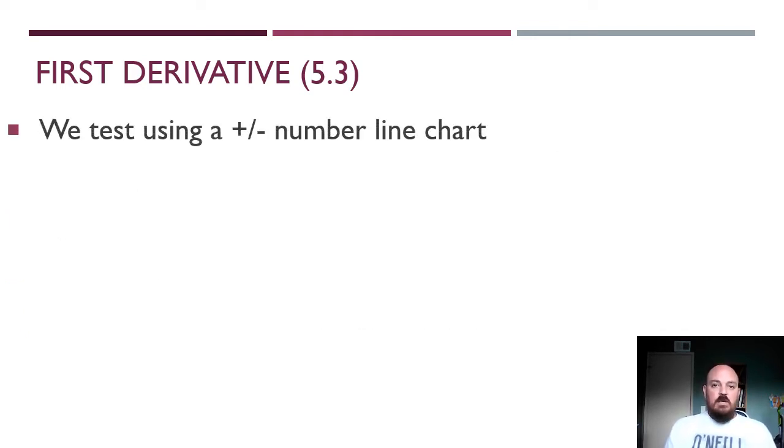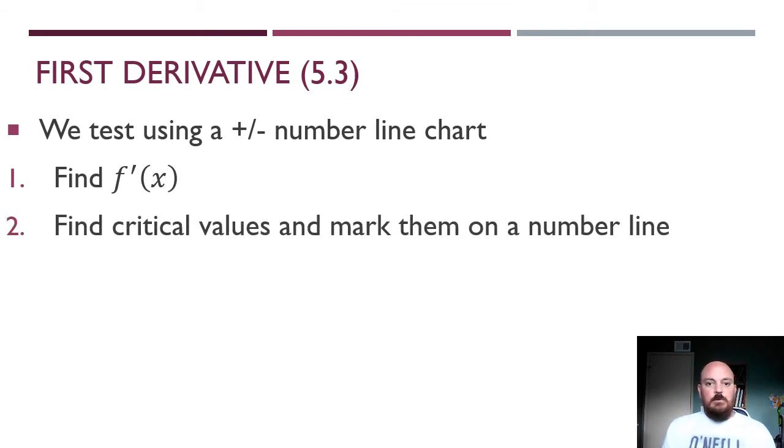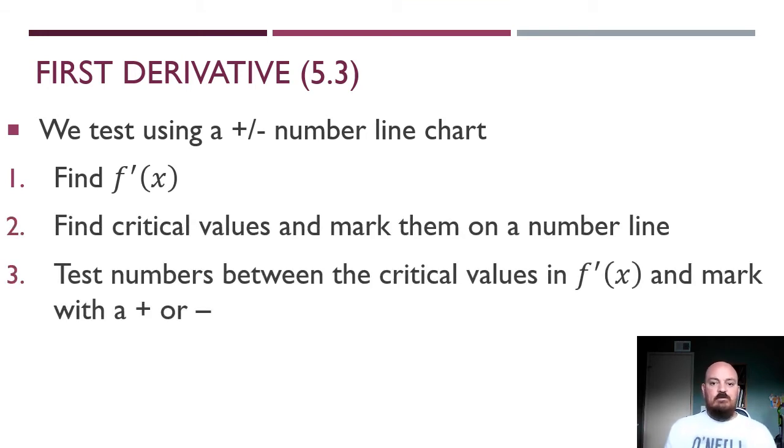So what we do is we find all those critical values and then we put them on a number line. That creates intervals on our number line. You pick numbers from between the critical values. You test numbers on the intervals and plug them into the first derivative, and all you're testing is to see if you get a positive or a negative. We're not testing what the number is. We don't care if it's positive 2 or positive 1 million. We're just putting a little plus for positive or a minus for a negative.